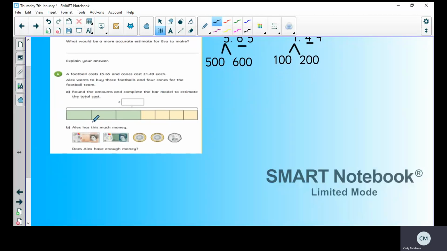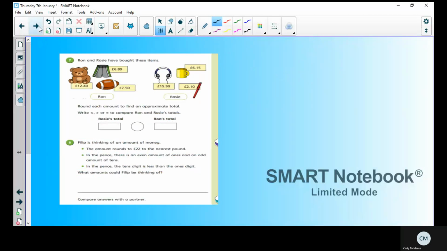Then part B, it says Alex has this much money, so you need to add this up. There's a £10, a £5, £2, £2, and a 50 pence. How much has he got? Has he got enough to buy all these things? You need to figure that out.